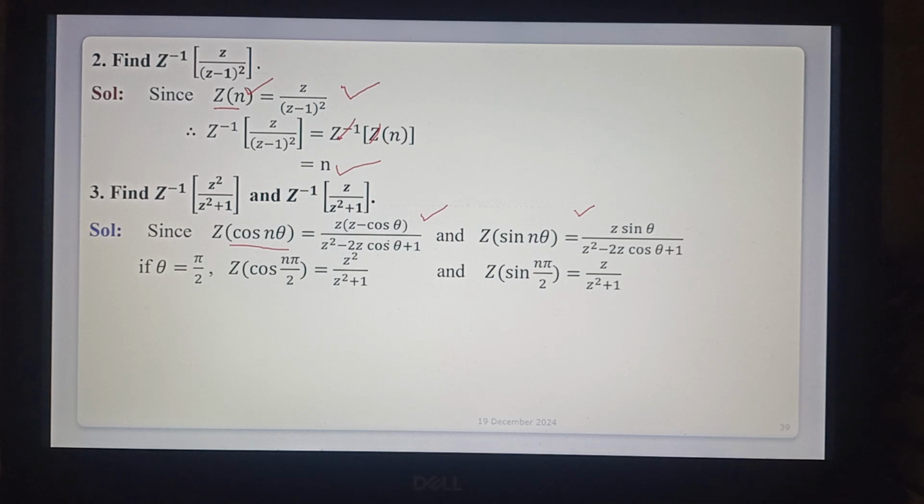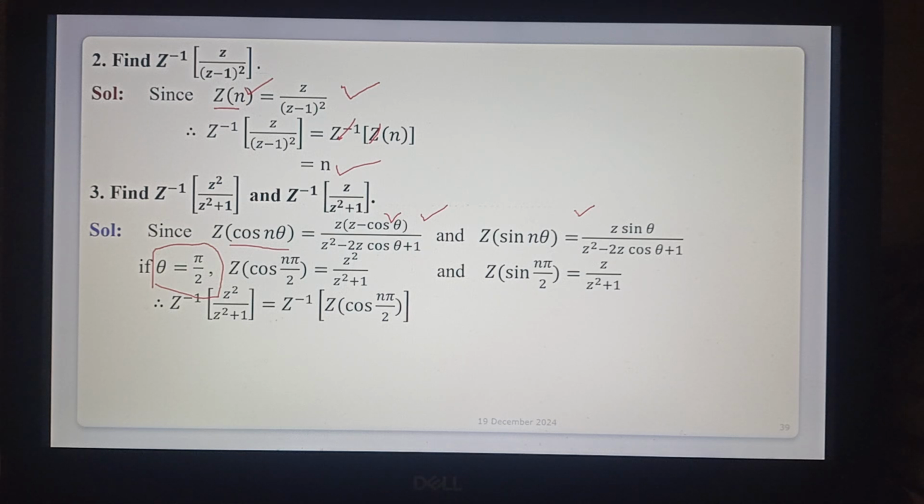In the above formulas we substitute theta equal to pi by 2. Then Z transform of cos n pi by 2 is equal to z square by z square plus 1, because cos 90 is equal to 0. And Z transform of sin n pi by 2 is equal to z into sin 90, which is 1, so z by z square plus 1. Now take the reverse, applying Z inverse.